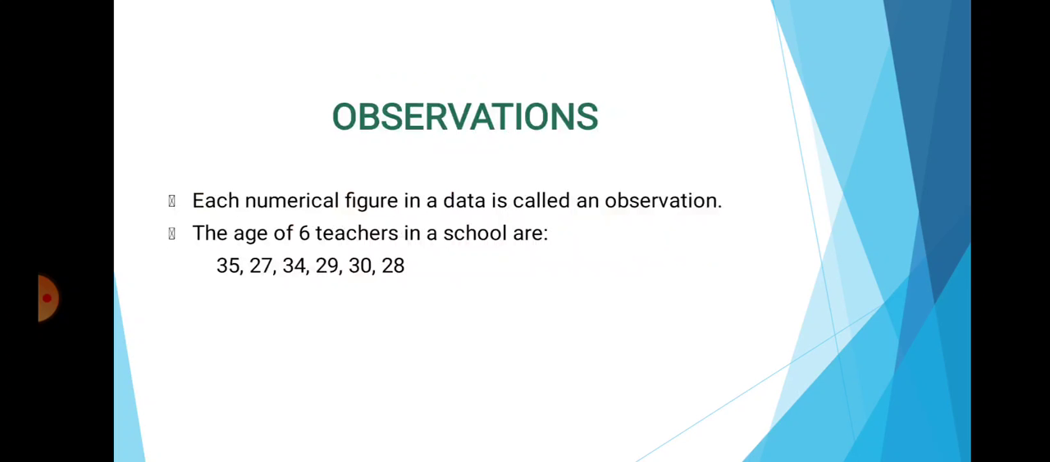Then observation. Each numerical figure in a data is called an observation. We have already chosen an example like the ages of 6 teachers in a school. So the age of each and every teacher is called an observation. The first teacher's age is 35, so it's the first observation we got from the data. Each and every numerical figure is called an observation.